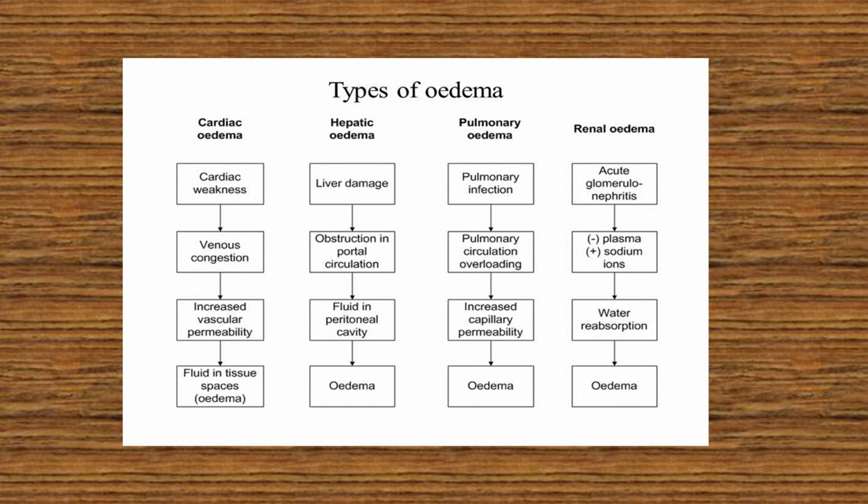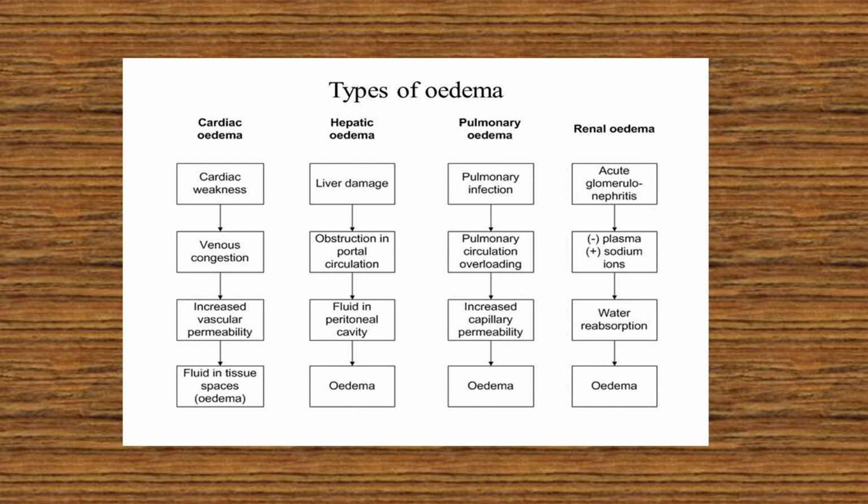The next one is pulmonary edema. It is a condition which causes excess fluid in the lungs. Whenever there is a pulmonary infection, it leads to pulmonary circulation overloading. This overloading increases the capillary permeability, which we have already discussed in our previous slides, leading to edema.